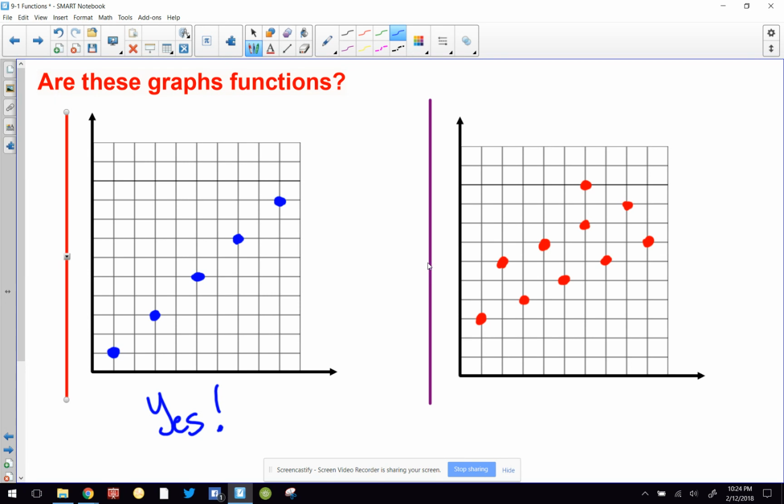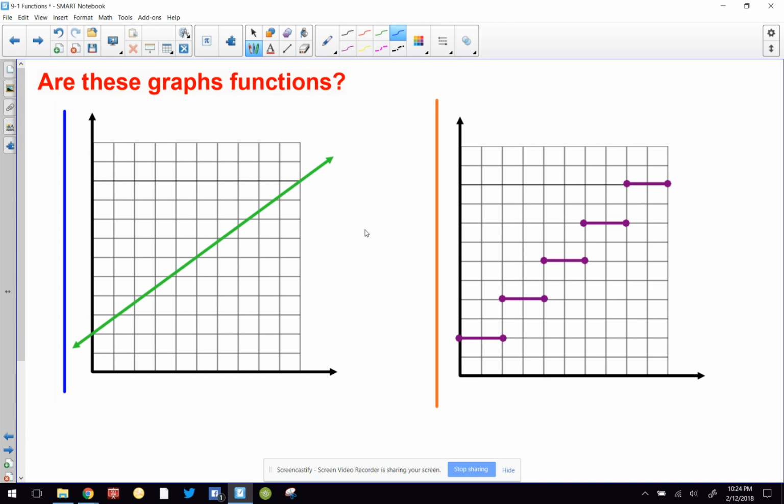This one, if I grab this vertical line, here it crosses 1 red dot, 1 red dot, and then here I run into a problem. These 2 red dots are plotted vertical to each other, so that disqualifies this relation as a function. So because of these 2 dots right here, this is not a function. So very easy to tell if a graph is a function or not, just by simply using the vertical line test. Here's a couple more graphs.